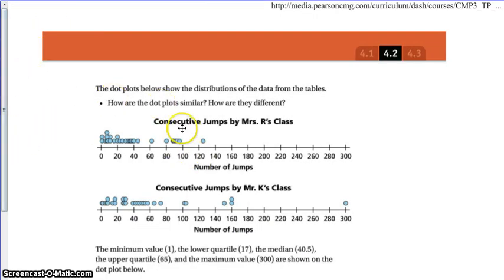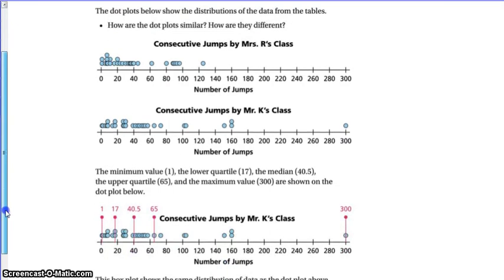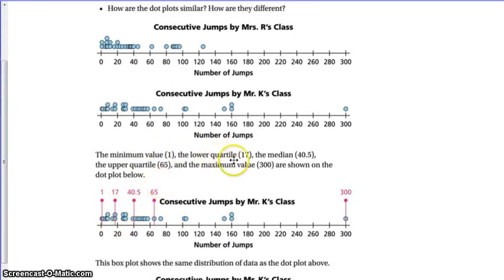Okay, so now we have a dot plot. Okay, consecutive jumps by Mrs. R's, and here's her dot plot. And then we have consecutive jumps by Mr. K's, and here's their dot plot. And see, we got this 300 way out there. Now the minimum value 1, the lower quartile 17, the median of 40.5, the upper quartile of 65, and the maximum number 300 are shown on the dot plot below.